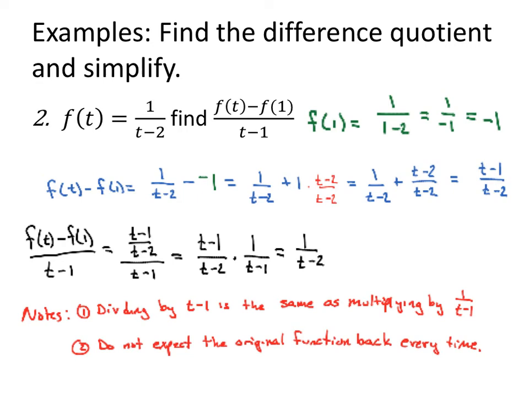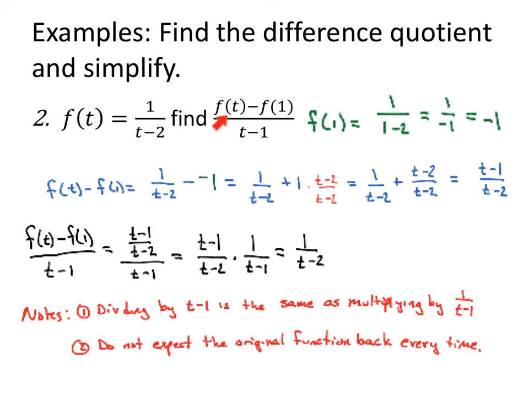Find the difference quotient and simplify. And this time, our function is f of t equals 1 over t minus 2. And we want to find f of t minus f of 1 over t minus 1. So this is given to us. We know our function, what it is that we're trying to find. Let's take it step by step.